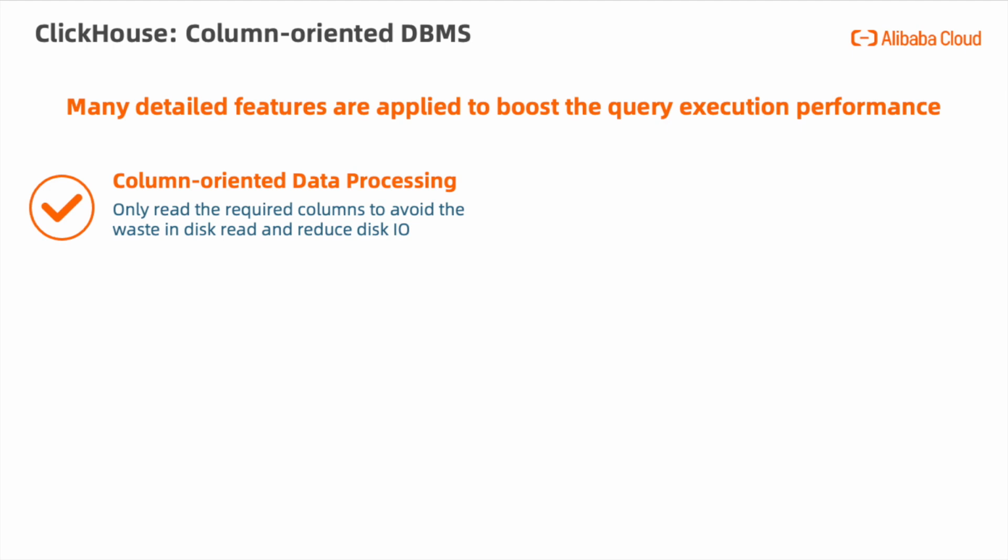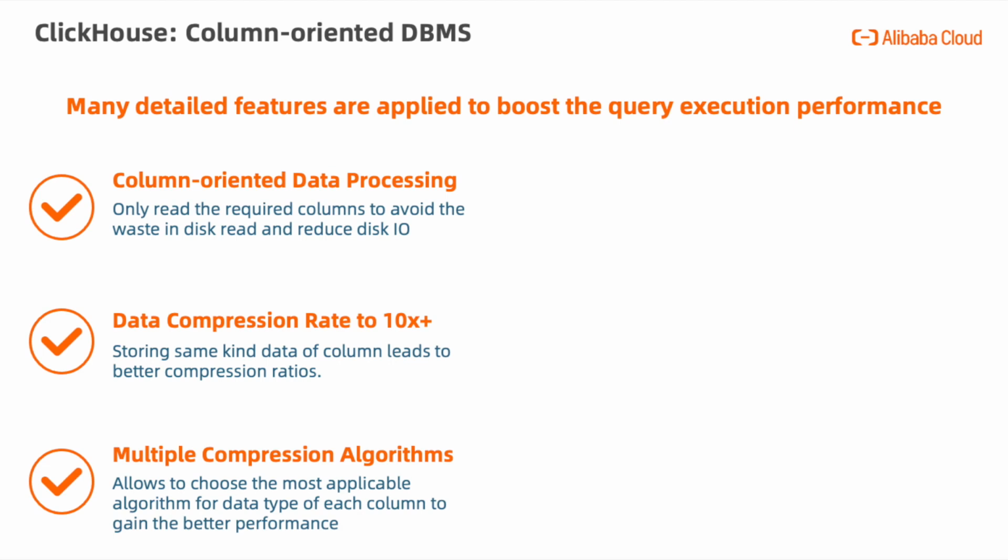Firstly, it processes data in column-oriented structures, just like the GIF that we showed before. Only the required columns are read, and compared to row-based database structures, it can save a lot of disk I/O. For example, if you need 5 columns out of 100, you could expect a 20-fold reduction in I/O compared to a row-based database.